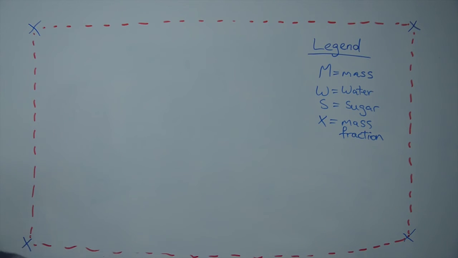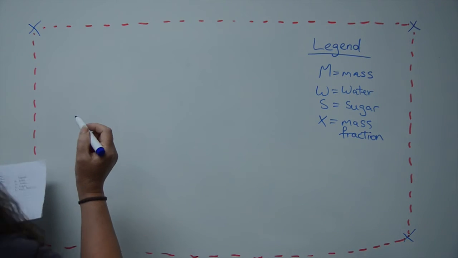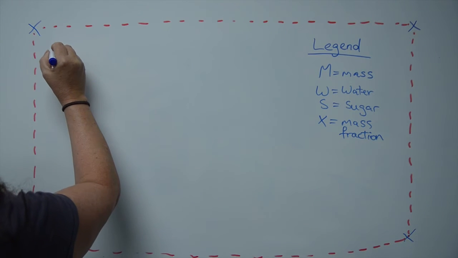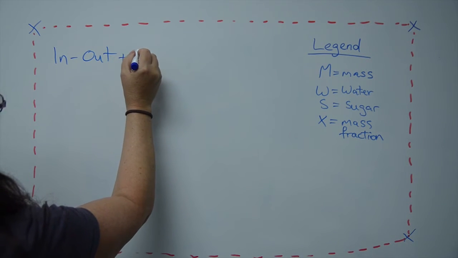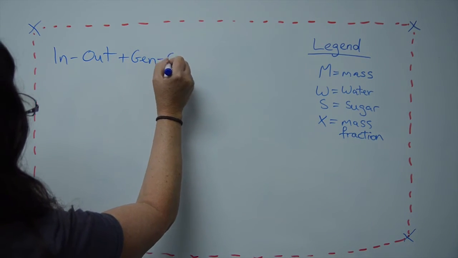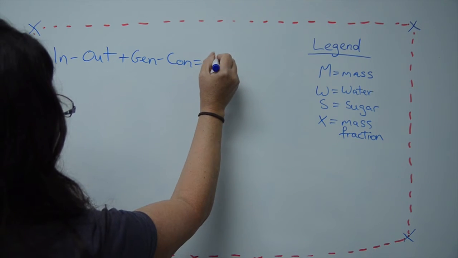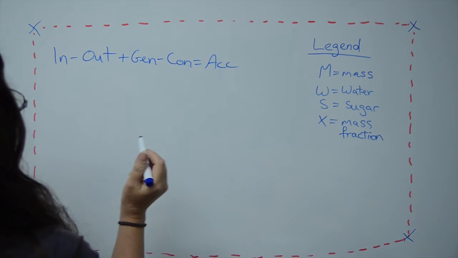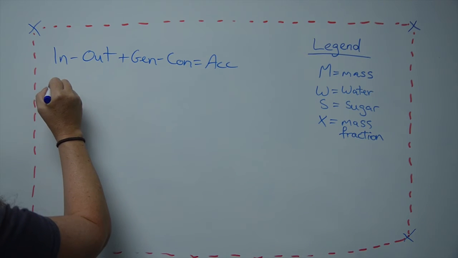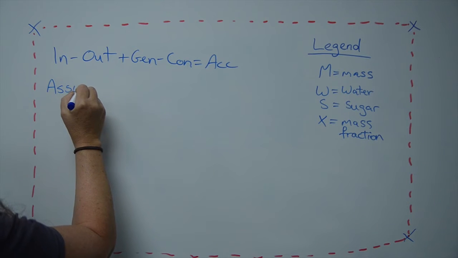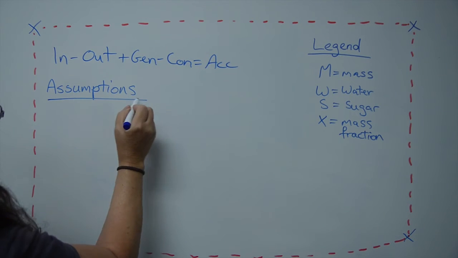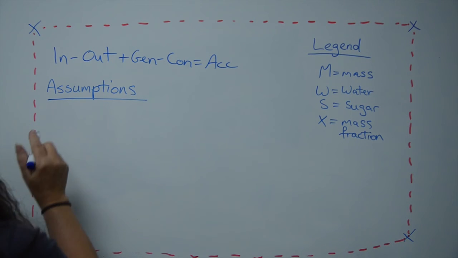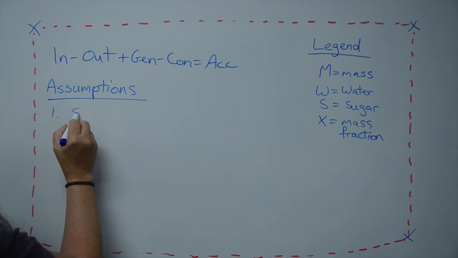The next thing that we need to do is actually state what our mass balance equation is. I'm going to write that up here for you now. The general mass balance equation is in minus out plus generation minus consumption is equal to accumulation. And then we're going to make a list of assumptions, and these assumptions will help us solve our equation. First up, our first assumption, number 1, is that our system is at steady state.